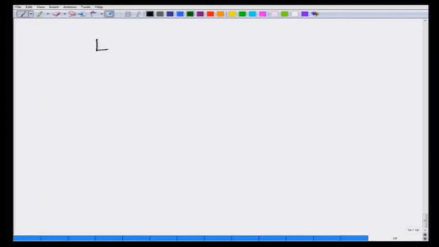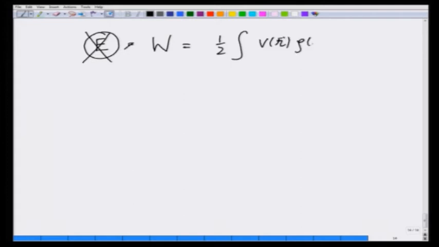We said that energy, and I am using this E, do not confuse this with the electric field, and to remove that confusion, let us write this as W. The work is given as 1/2 ∫ V(r) ρ(r) integrated over the volume. Now, I am going to do some mathematical trick. I am going to write ρ(r) as minus ε0 ∇²V(r). This is the Poisson's equation.